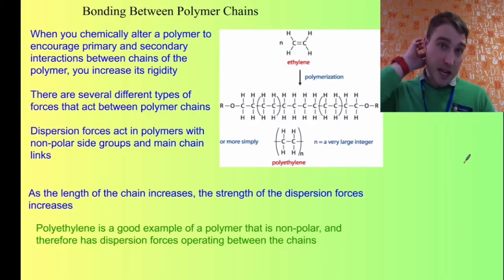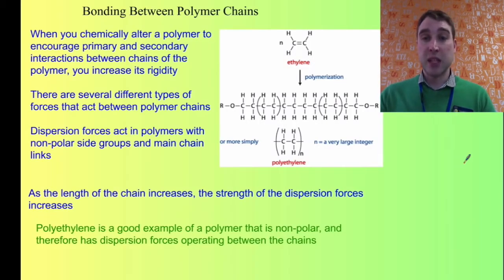In the next bit we need to talk about bonding between the polymer chains. You can get primary and secondary bonds occurring between the chains of the polymer, and the number of those bonds that you have will change the physical properties of the polymer. If you have a long non-polar chain, like polyethylene that we have here, the only force of attraction between the polyethylene chains is going to be dispersion forces. The longer the molecules are, the stronger the dispersion forces are, and the more rigid your polyethylene will be. So the longer your polymer chain, the stronger the dispersion forces between the polymer chains, and that will lead to an increase in rigidity and strength.